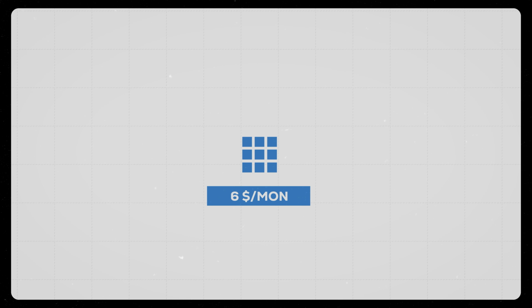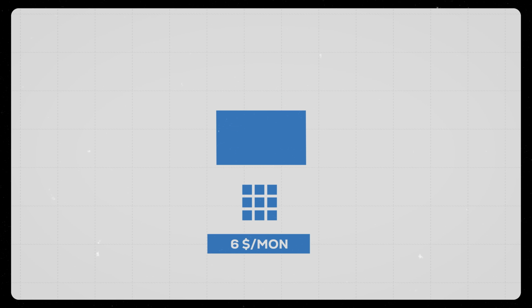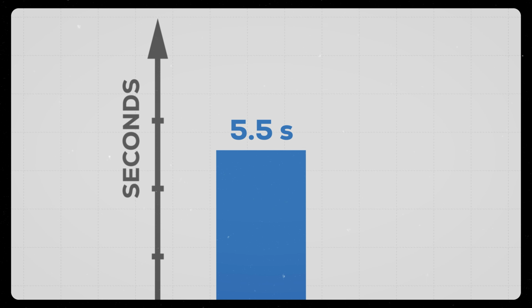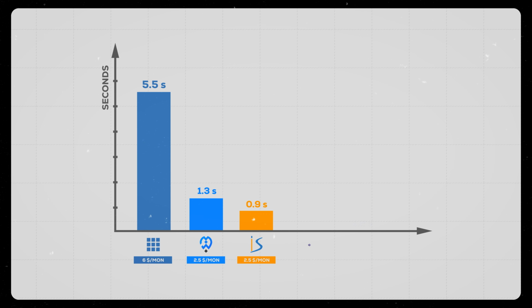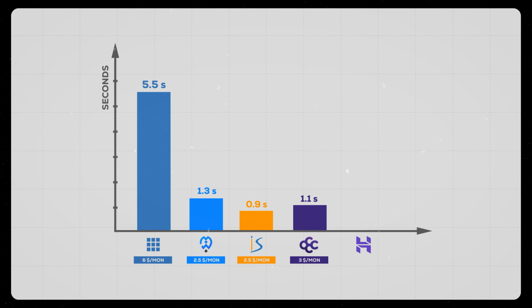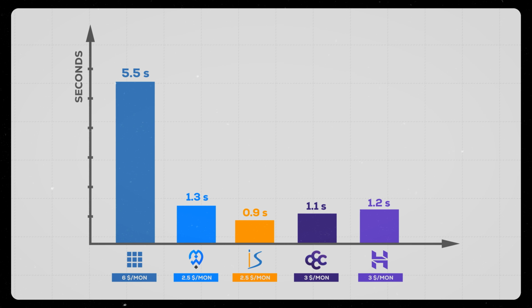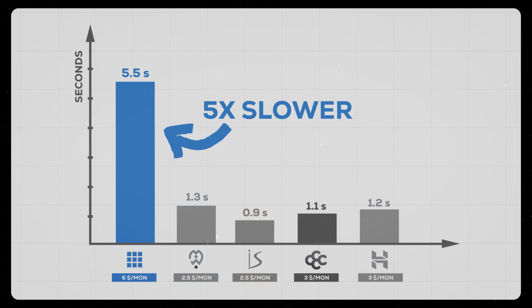On average, this $6 a month Bluehost plan loaded my website in 5.5 seconds, while a $2.50 plan from WebHostMost did it in 1.3 seconds, InterServer and their $2.50 plan loaded in 0.9 seconds as well, HemiCloud and their $3 plan came in at 1.1 seconds, Hostinger and their $3 plan was 1.2 seconds. Taking into account the margin for error, they're all pretty much the same, except for Bluehost, of course, which was more than 5 times slower in absolutely every test.